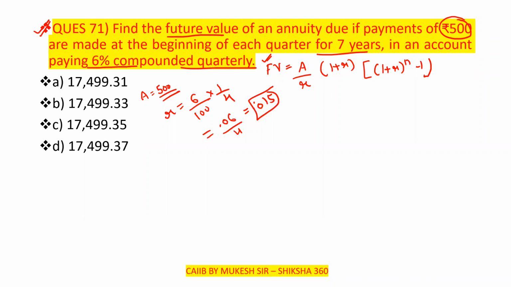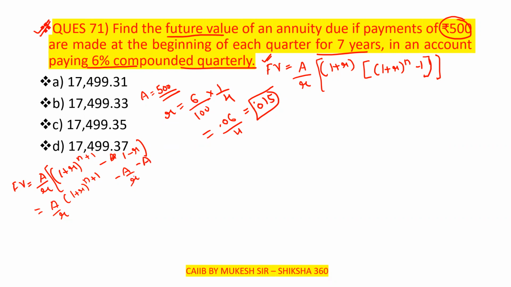Now let's make the formula a little simpler. Future value is equal to A upon R into (1 plus R) into (1 plus R) power n, minus A upon R into (1 plus R). Multiplying, we get A upon R into (1 plus R) power n plus 1, minus A upon R, minus A. Taking A upon R common, it is A upon R into ((1 plus R) power n plus 1, minus 1), minus A. This is what we are left with.